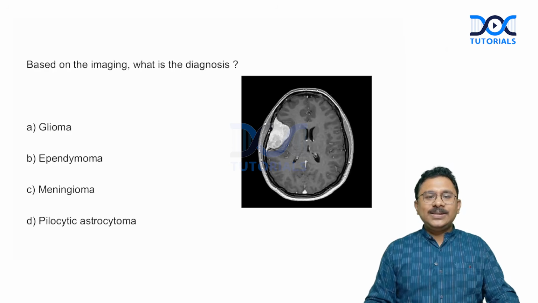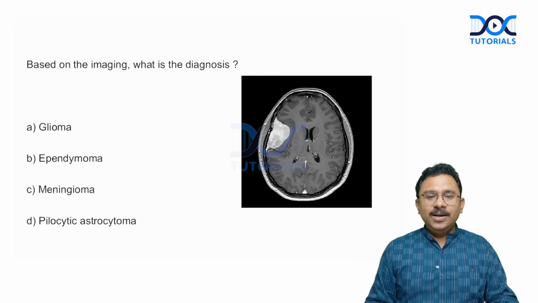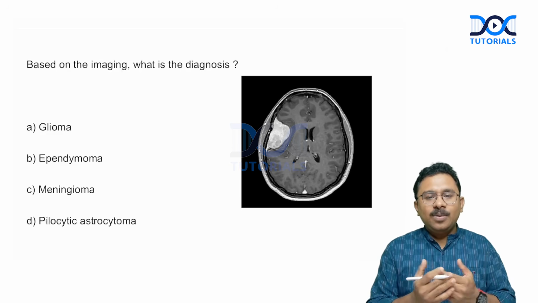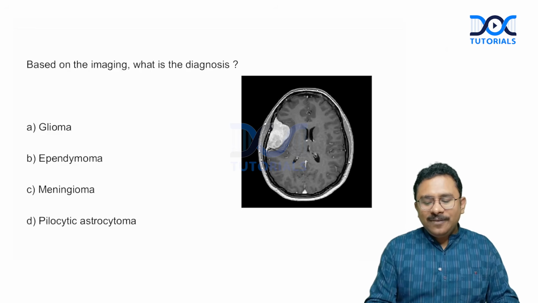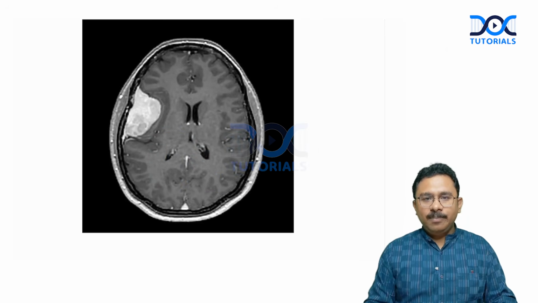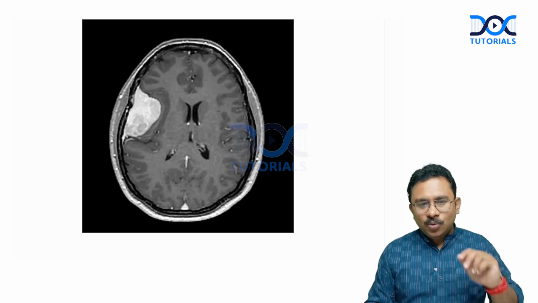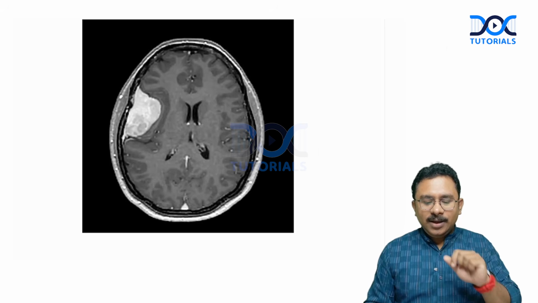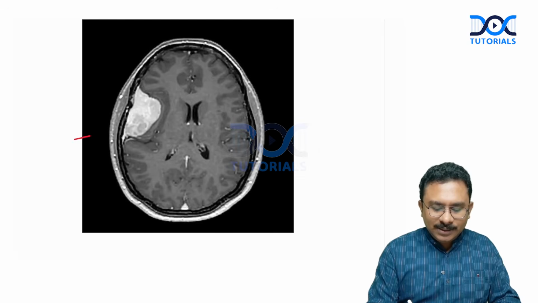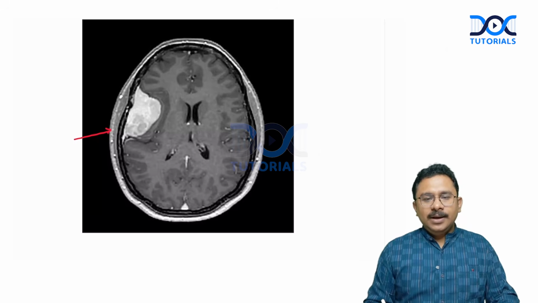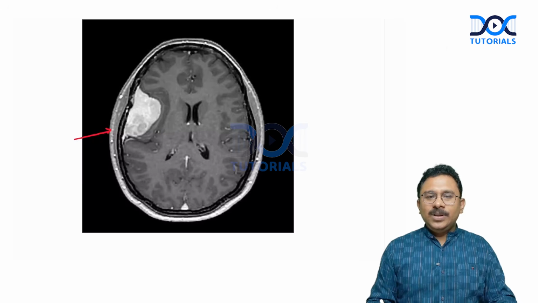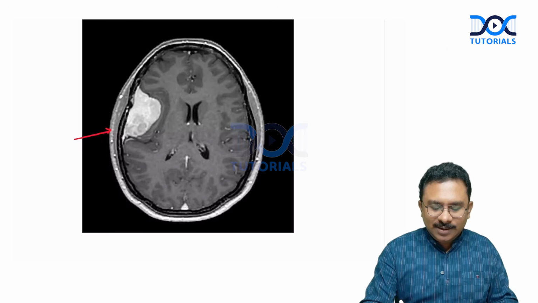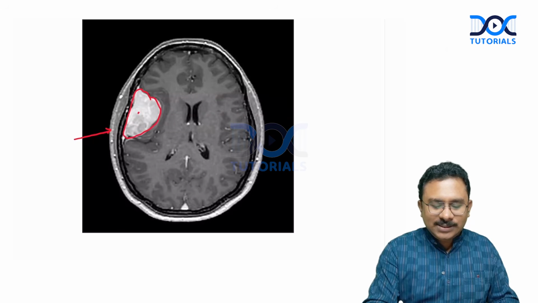Let us go to the next question. Based on the imaging, what is the diagnosis? Again, a question integrating neurology with radiology. So you have got a contrast enhanced MRI, number one. Number two, the lesion is pretty much visible in the right hemisphere. And number three, the lesion is homogeneously enhancing with contrast. Yes, you can see that, the entirety of the lesion is enhancing with contrast.